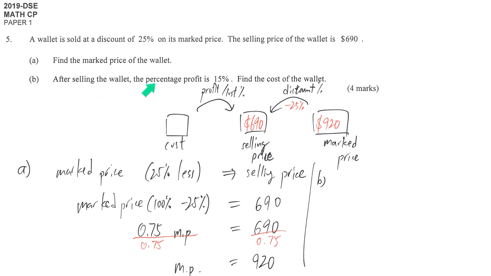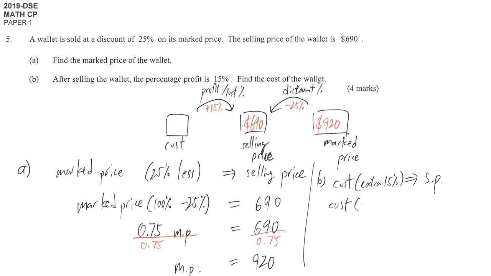After we sell the wallet, it's given that the percentage profit is 15%. That means from the cost that the shop owner paid before, it becomes 15% more and becomes the selling price. That means the real money amount that we receive. So they tell you this percentage is plus 15%. So again, stick to the direction of the arrow. We just use the same logic. It's the most general method to solve this kind of question. You should write the cost, and then we get extra 15% will become the selling price, which is the real amount of money of the transaction.